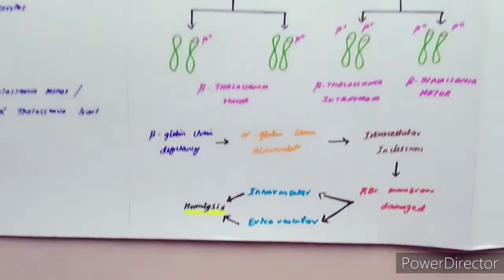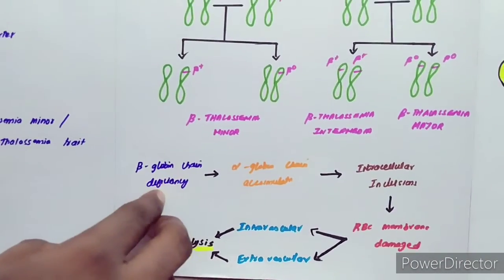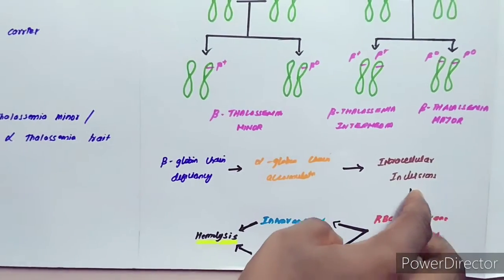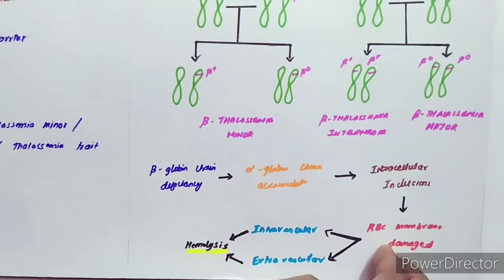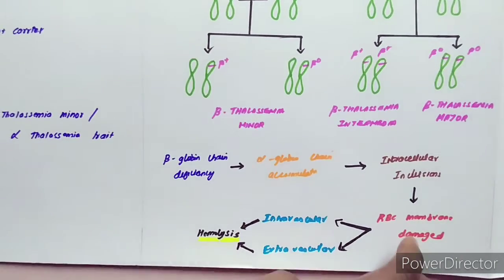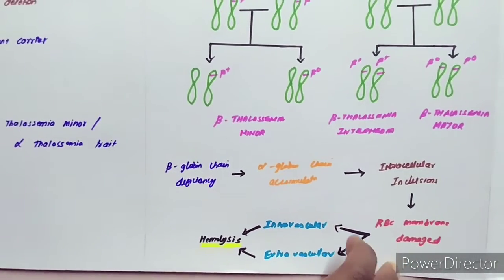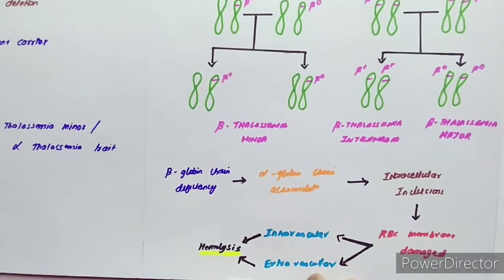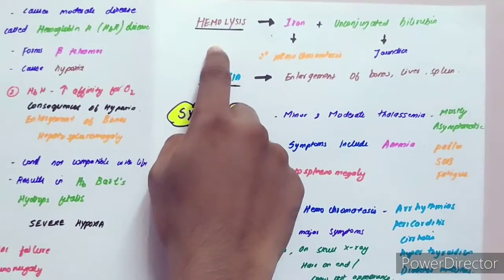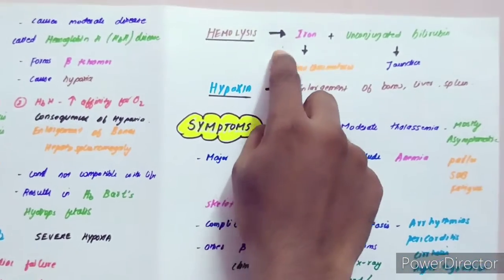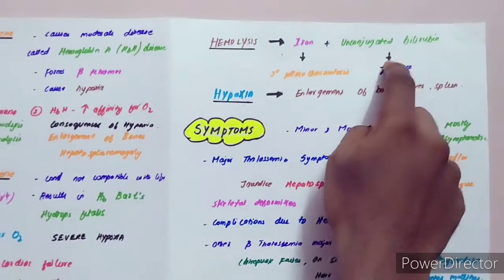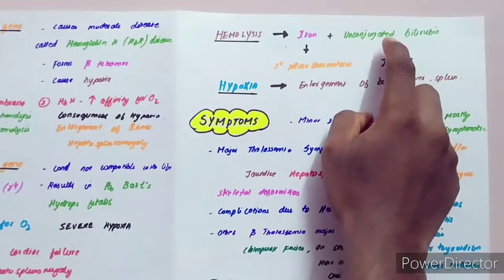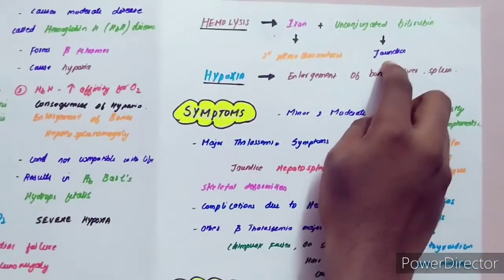major. Now, due to this beta globin chain deficiency, there will be alpha globin chain accumulation, which leads to intracellular inclusions, which will damage the RBC membrane. RBC membrane damage may cause intravascular or extravascular hemolysis. Hemolysis can release iron and unconjugated bilirubin into the serum plasma. Over time, the excess iron leads to secondary hemochromatosis, and excess unconjugated bilirubin may cause jaundice.